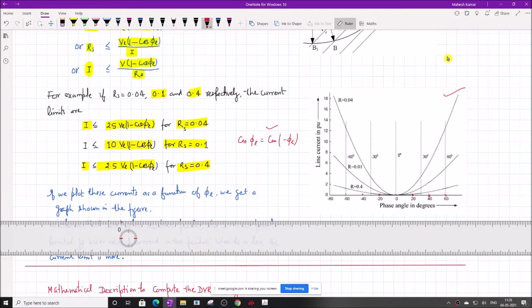And then we plot the magnitude of current. You can see for a small value of Rs, which is 0.04, meaning the feeder resistance is very small, which is the ideal condition, the curve is quite sharp. You can see from this point to this point. And for 0.1, it is less sharp, it is more flat. And for 0.4, it is very much flat.